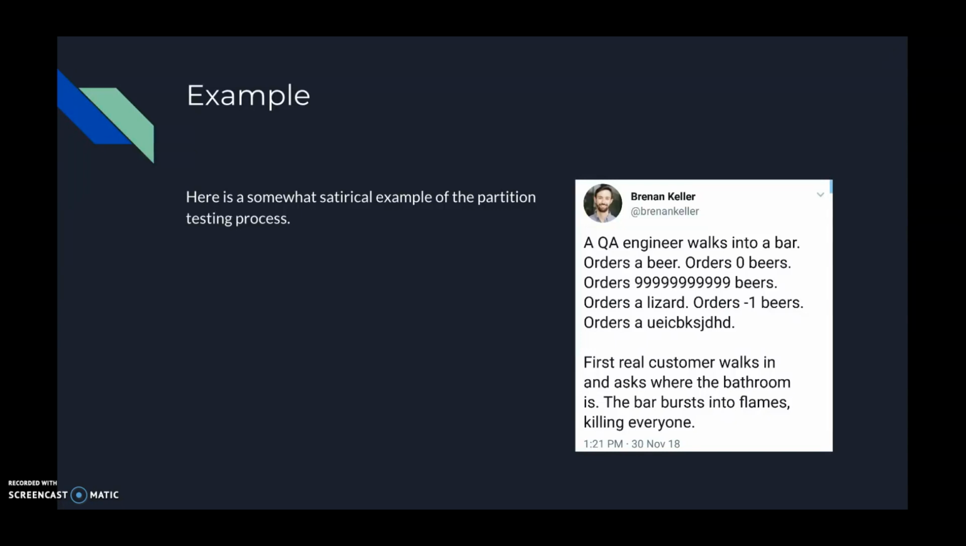Here's a somewhat satirical example of the partition testing process. A quality engineer walks into a bar, orders a beer, orders 0 beers, orders 999999999 beers, orders a lizard, orders -1 beers, orders some gibberish. The first real customer walks into a bar and asks where the bathroom is.